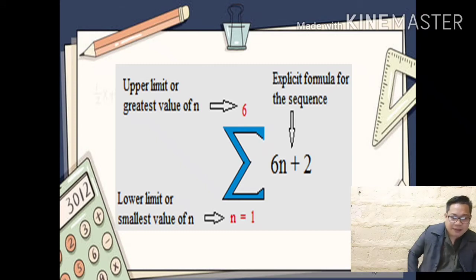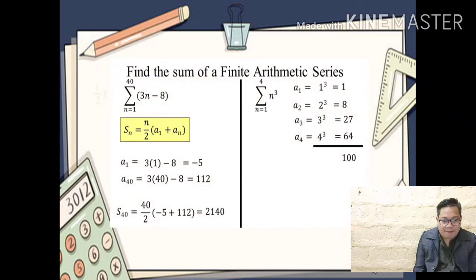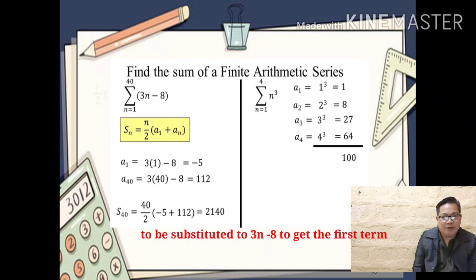Let's have the examples on how to do it. Sige, basahin muna natin. Paano natin binabasa itong katulad ng ganito? So, we have the summation of 3n minus 8 from 1 to 40. Ibig sabihin, yung from 1 to 40, yung 1, yung first term, yung 40, yung last term.